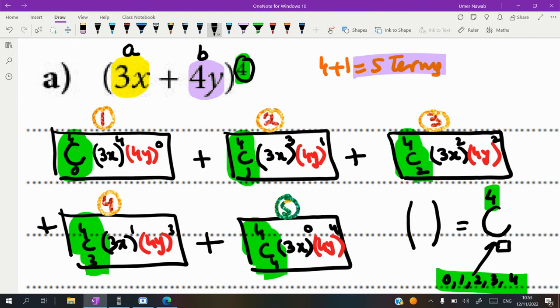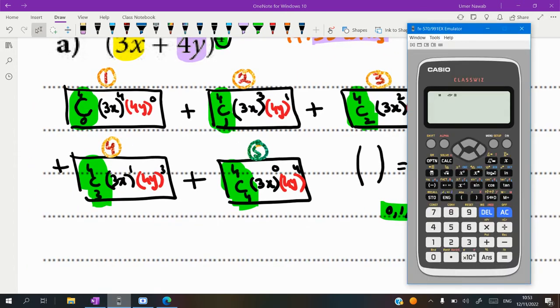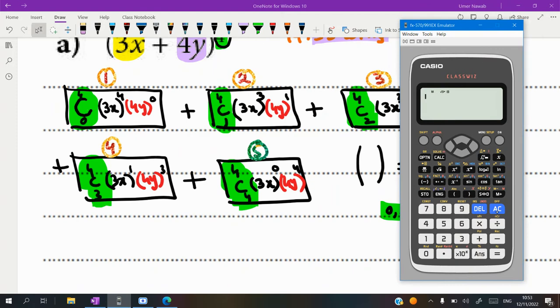Now, I have written every term in this binomial expansion. How can I simplify it in the exam? It is pretty much easier. I need to put my calculator. To write C on my calculator, I need to press 4 and then shift division sign. Shift division sign will write C, 4C0, then times, bracket open, 3.